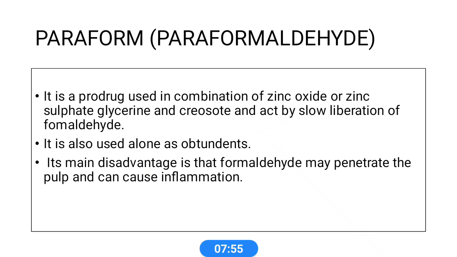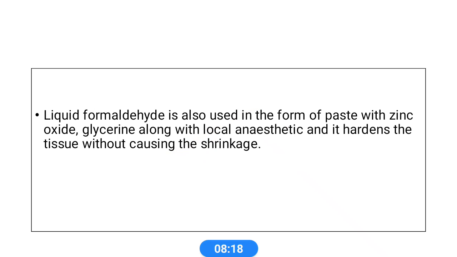Paraformaldehyde is a product used in combination with zinc oxide or zinc sulfate, glycerin and glycerol. This acts by slow liberation of formaldehyde. It is also used alone as a paste. Its main disadvantage is that formaldehyde may penetrate the pulp and cause inflammation. This chance of inflammation is the main drawback.